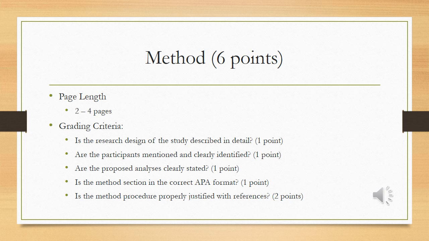For your methods, that should be anywhere between 2 to 4 pages in length. The grading criteria is: is the research design of the study described in detail? Are the participants mentioned and identified? Are the proposed analyses described? In this case, you don't have to have the right analysis. I'm looking for you to take a chance and say, how would you analyze the data? Is the method section in the correct APA format? And is the procedure properly justified with references?